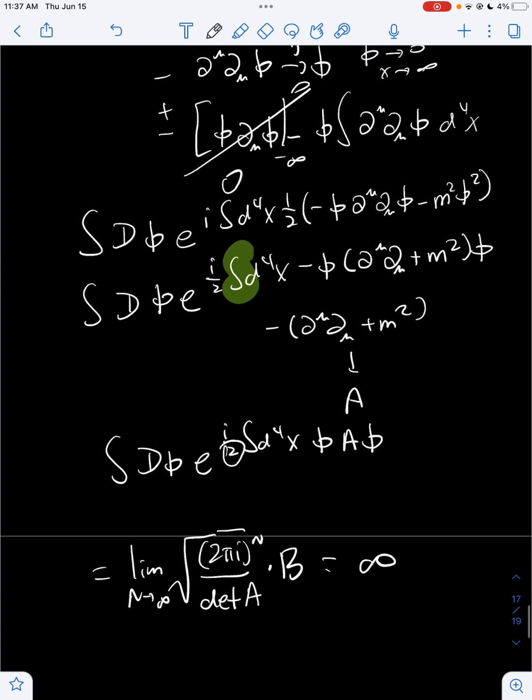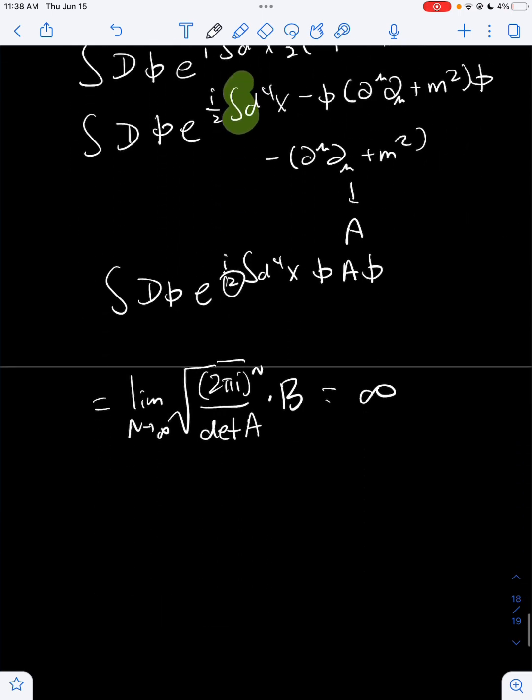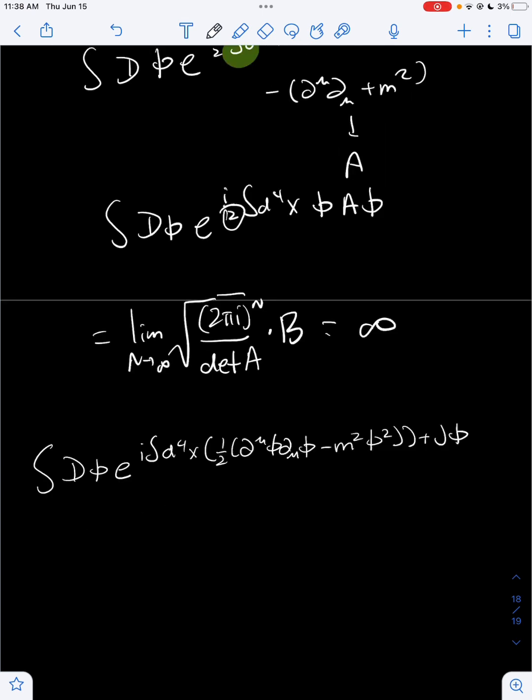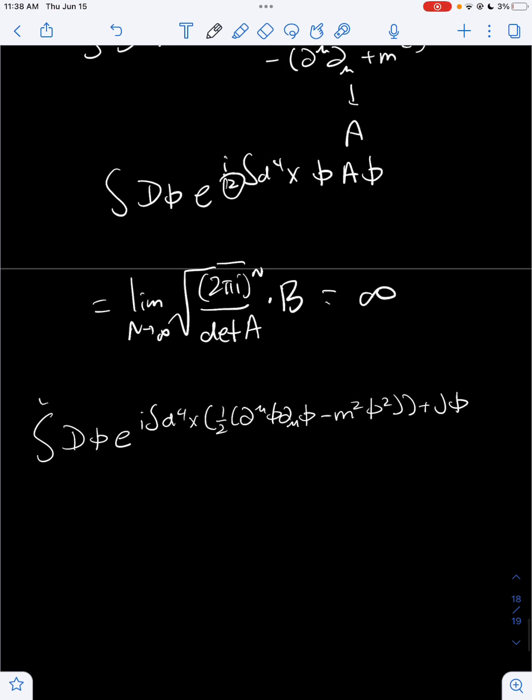So what we could do is we can instead say, hey, let's add a source term to our functional, plus j phi to our action. And we call this Z[j], and then we could solve the path integral for this new thing over here. And the path integral for this is going to be the same thing as before, the square root of 2 pi i to the n over the determinant of A, times our extra factors of b.